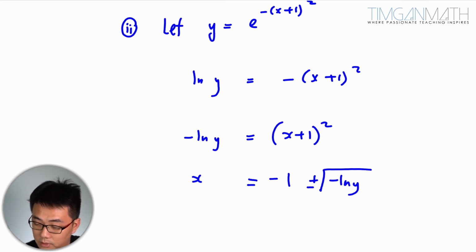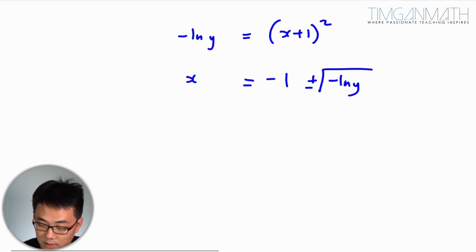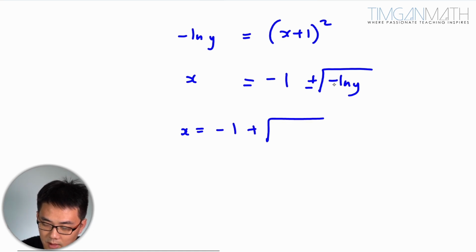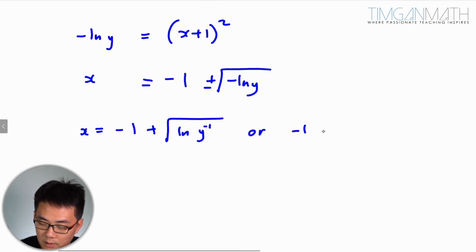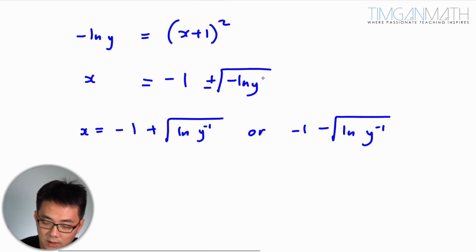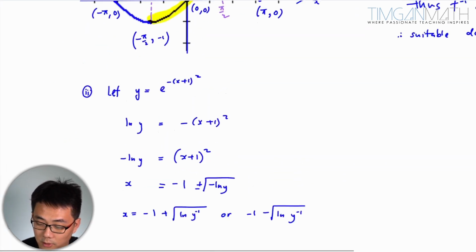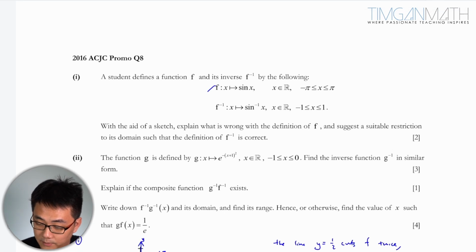We are going to just express this. So x equals minus 1 plus, okay, this negative looks very ugly here, so I'm going to write it as y to the power negative 1, or negative 1 minus ln y to the power negative 1. So essentially this negative just brings up, right? So there you go. Once you're done, we need to decide from the x here.